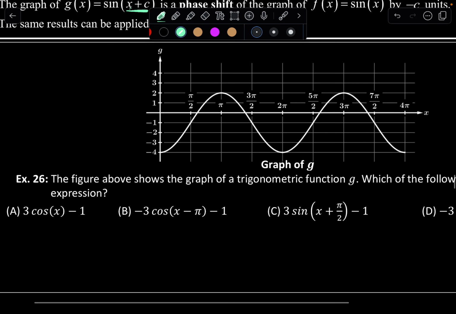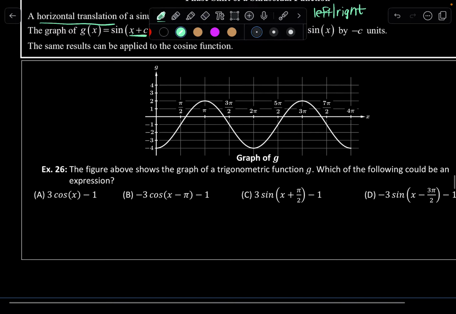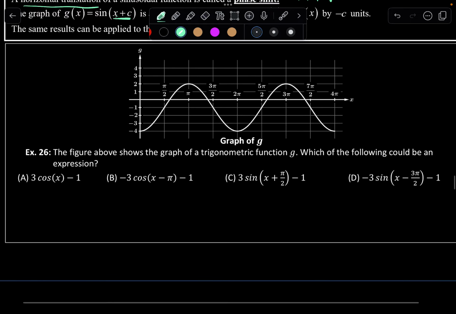So the figure above shows the graph of a trig function g. Which of the following could be an expression? In this one, we have 4 options, and we have to choose between sine and cosine. And then we have our A, we have a C, and we have a D. There's a couple ways to approach these. You can find your A, C, and D based on the sketch, and then eliminate your choices from there, or we can walk through each multiple choice and see what happens, okay?